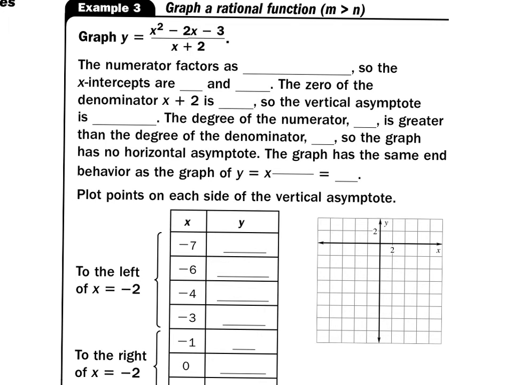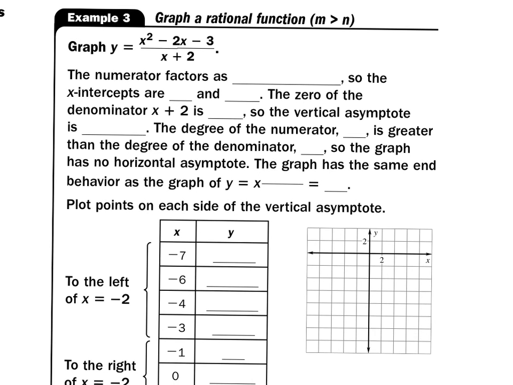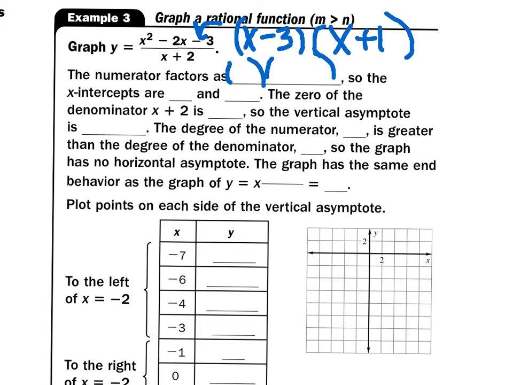Okay, example 3, another rational function to graph. Let's factor the numerator. So this is a quadratic. I can put my 2 parentheses, and it's hardly big enough for me to write in, so let me put it up here: x minus 3 times x plus 1. You can check that with the FOIL method, and sure enough, when you multiply it back, it'll equal this. So the x-intercepts are positive 3 and negative 1.